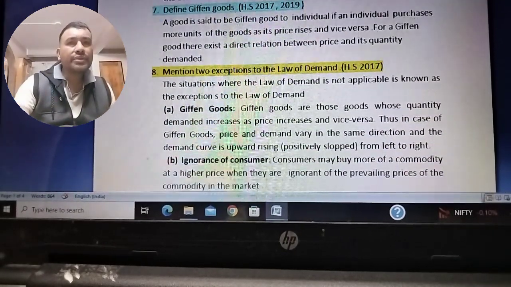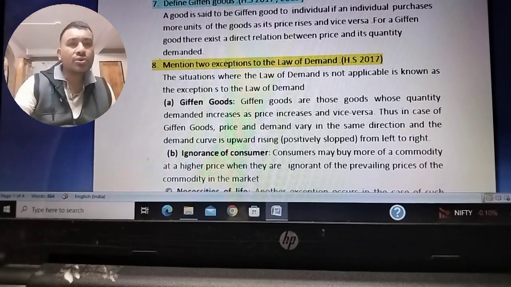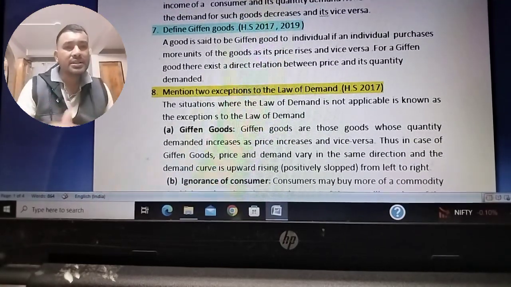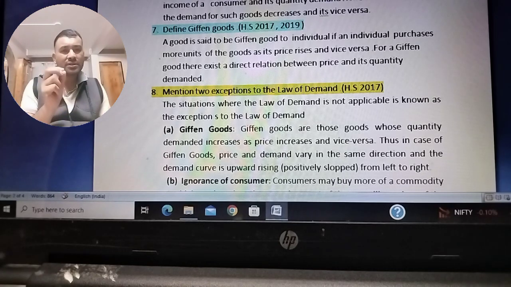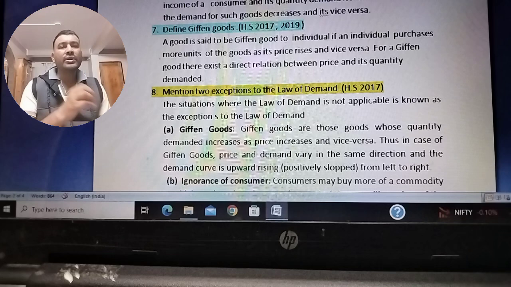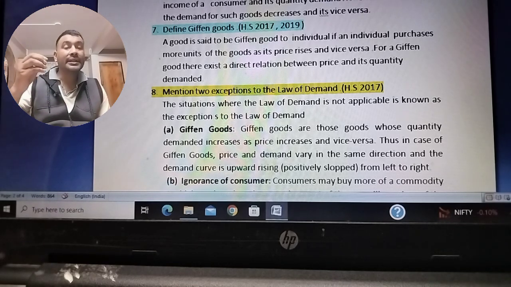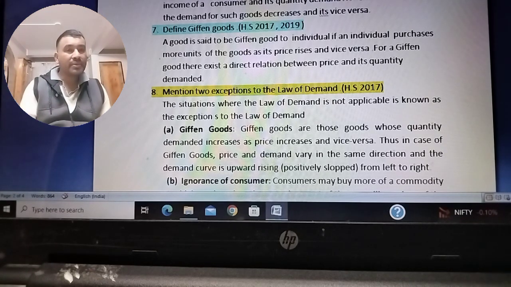Next, define Giffen goods. Giffen goods is also a very important concept. It was asked in 2017 and 2019. It is such a good which violates the law of demand, because the law of demand states an inverse relation between price and quantity demanded, but Giffen goods is a class of inferior goods where you find a positive relation between price and its quantity demanded. Giffen goods are those goods whose demand increases when its price increases and decreases when its price decreases. So it is a good where the law of demand does not hold.